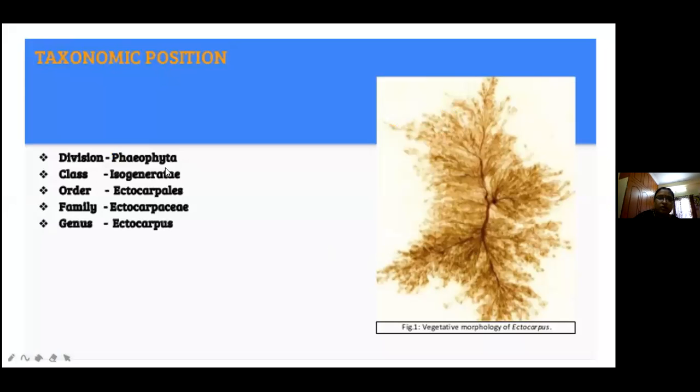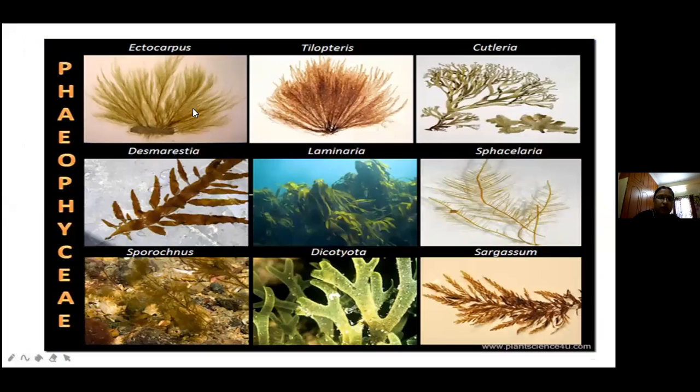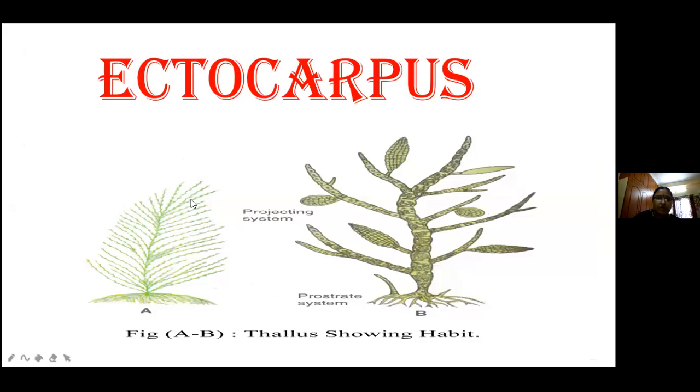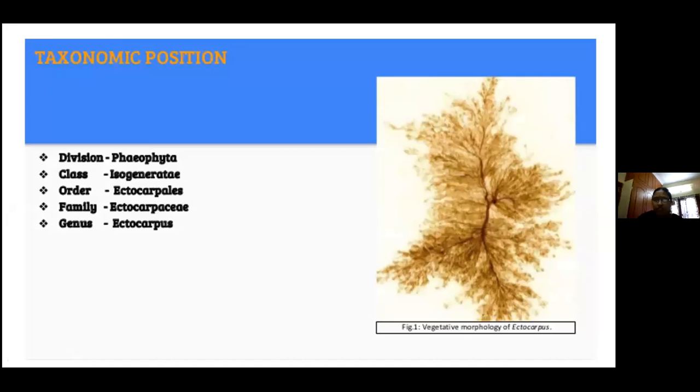See here, these are plants belonging to the Phaeophyceae: Desmarestia, Laminaria, Sargassum. Next one, Dictyota, Sargassum. These are the Phaeophyceae. All are brown algae. See here girls, this is the Ectocarpus thallus. These two diagrams are the thallus. Before the thallus, first write down the classification, girls.